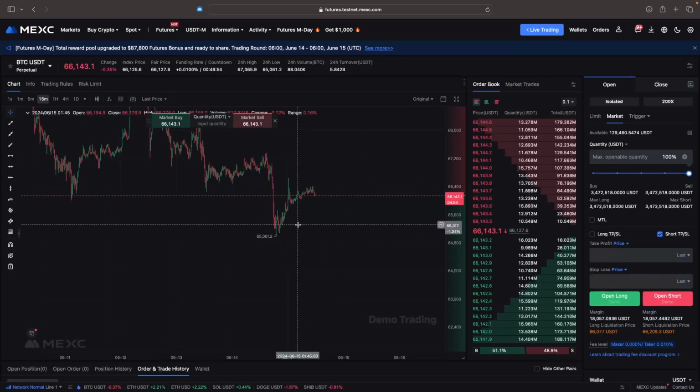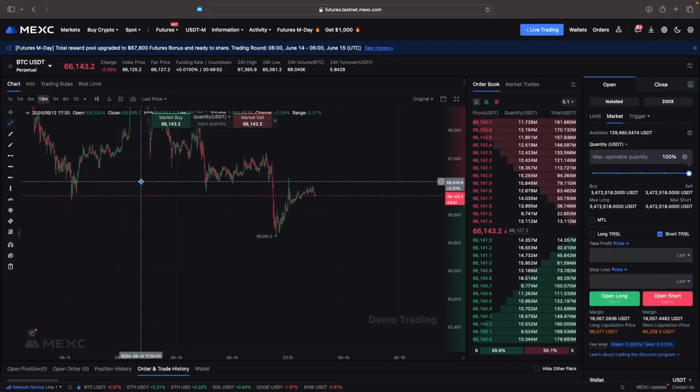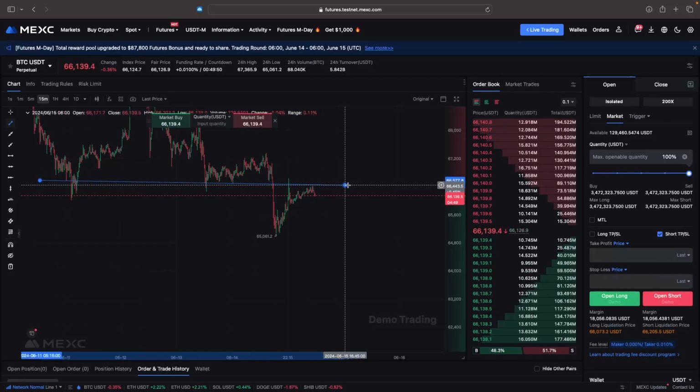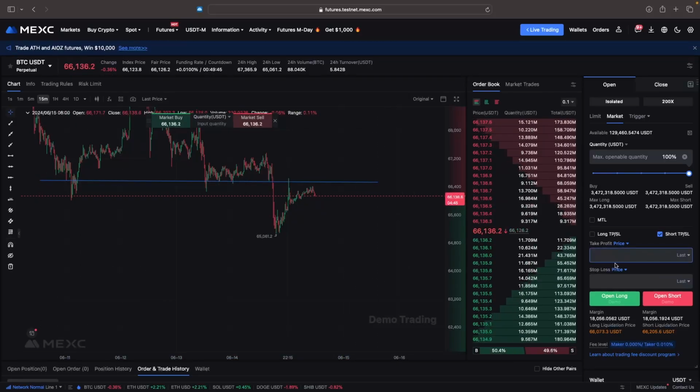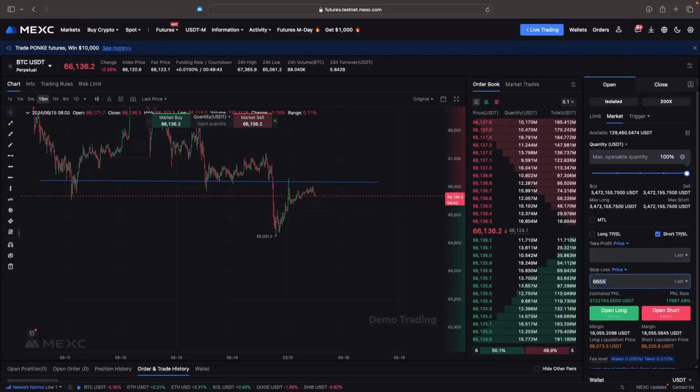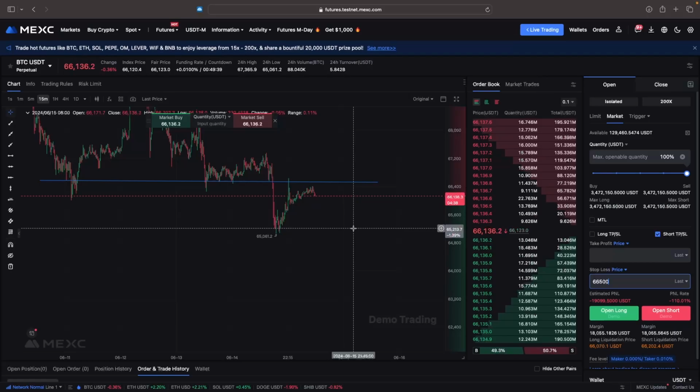Then let's look for some areas of support and resistance. I mean, this is a pretty small area of resistance right here, but I'm going to go for this. So let's say 66,500 for the stop loss. And then the take profit, I'm going to go right down to here, and I'm going to say 65,100.